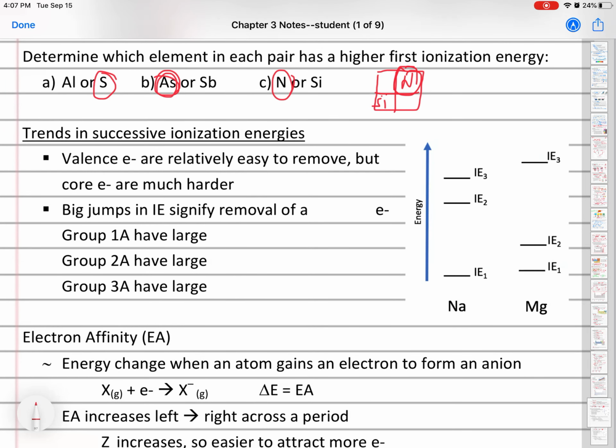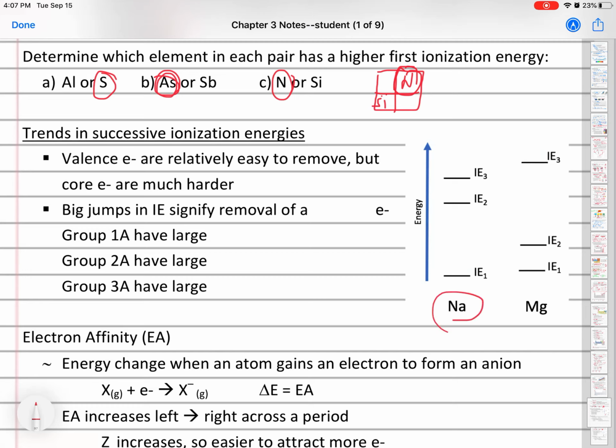So we can also see trends in these successive ionization energies. So the energy to remove the first, and then the second, and then the third, and then the fourth, and so on and so forth, electron from a single atom. So valence electrons, those in the outermost ring, are going to be easier to remove than the core electrons. So what you end up seeing is when you do successive pulls of electrons, is that you get a really big jump when you go from valence electrons to core electrons.